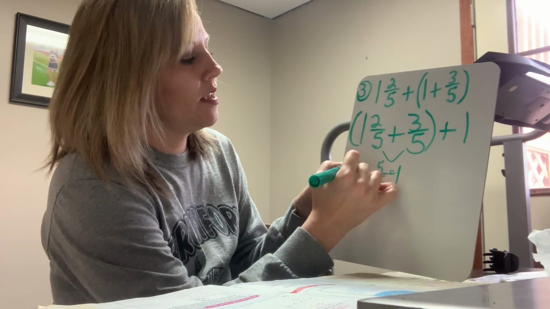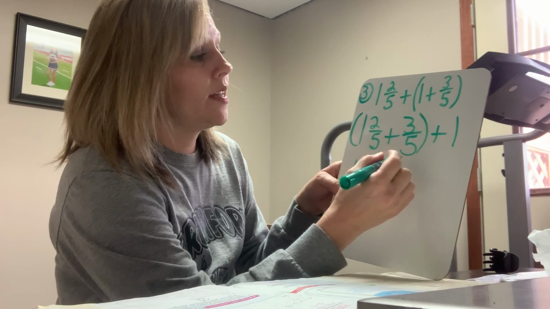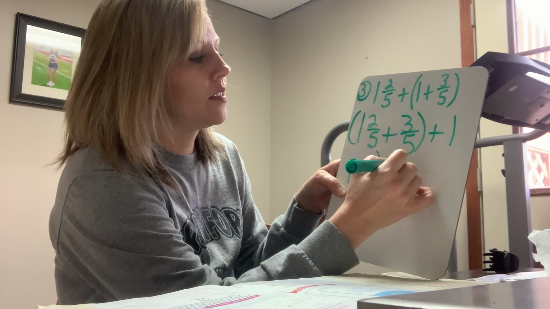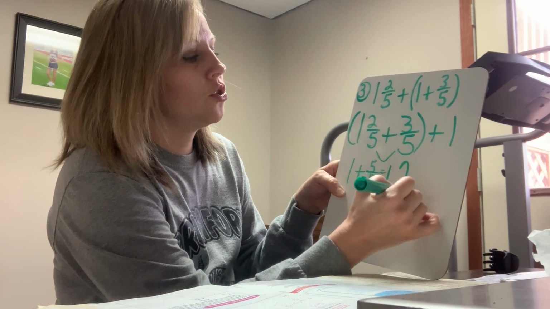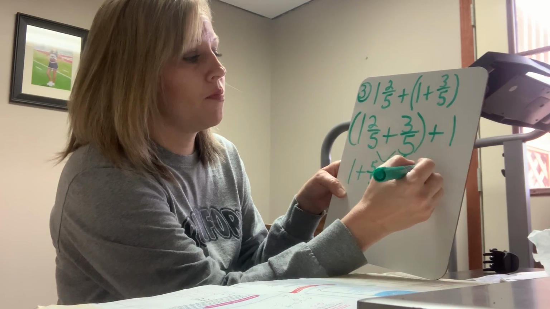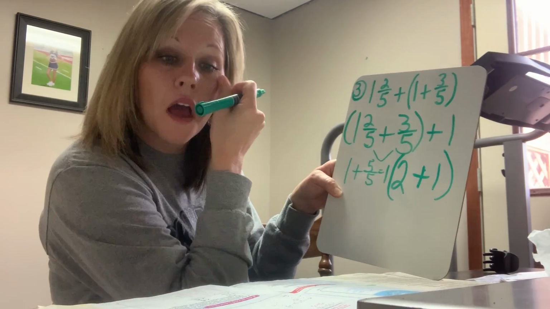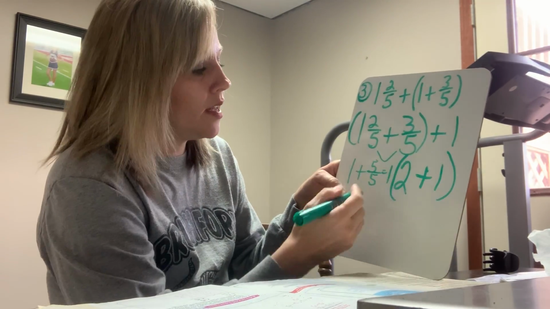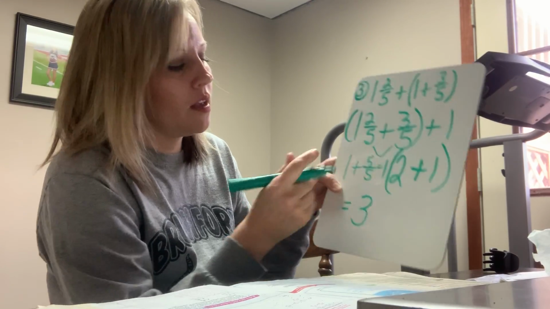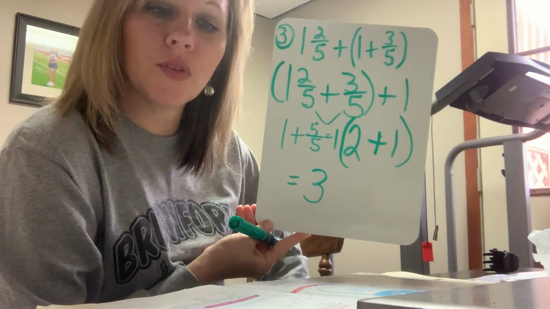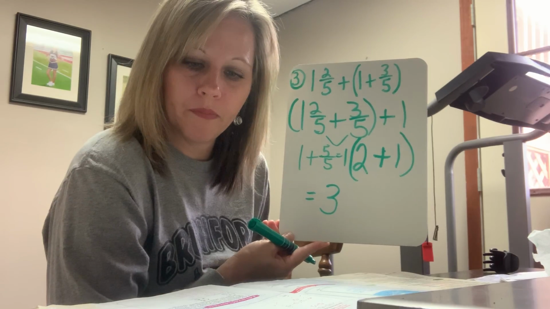And then you're going to add the other whole. So 1 and 1 is going to give me what, guys? It's going to give me 2. Then I'm going to have the plus 1. And then 2 plus 1 is 3. My answer is 3 to number 3.